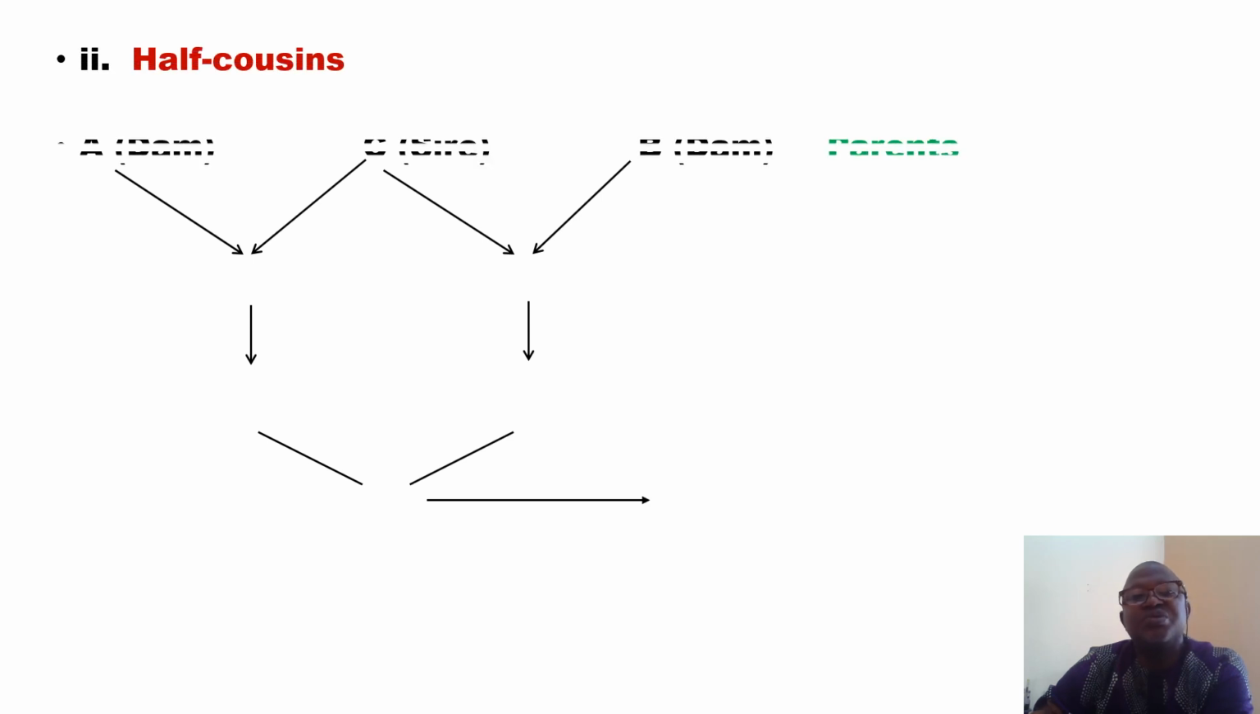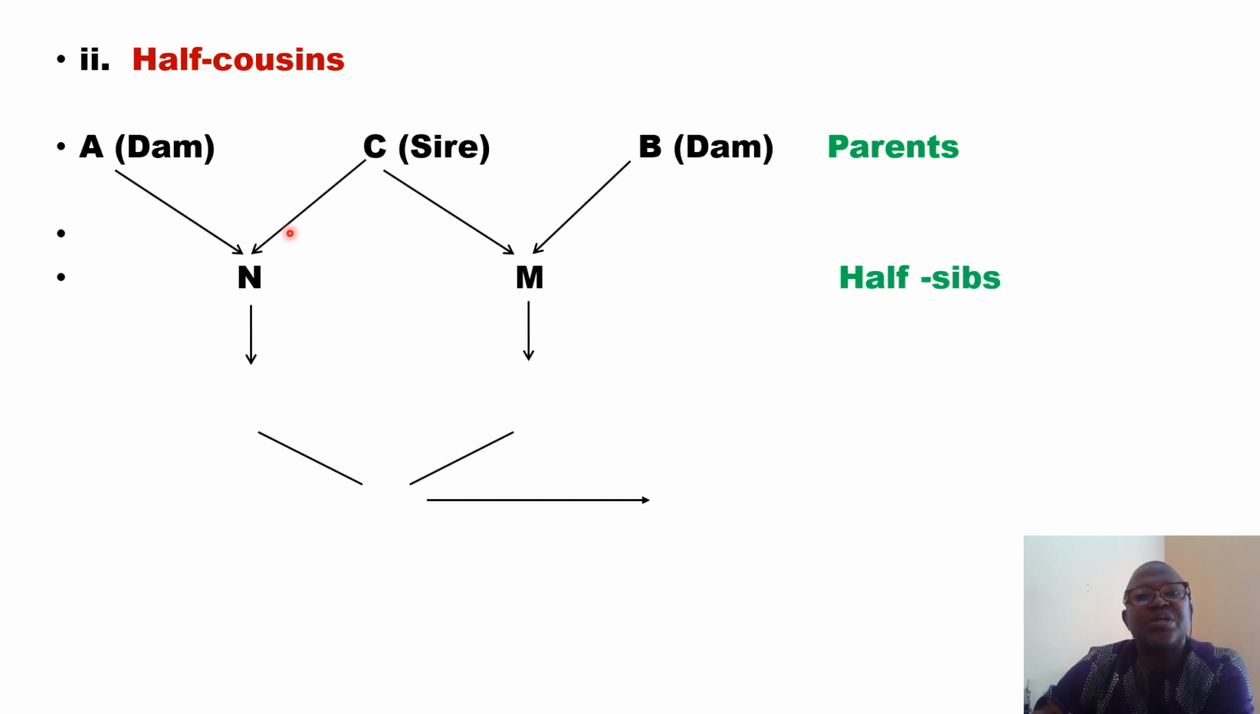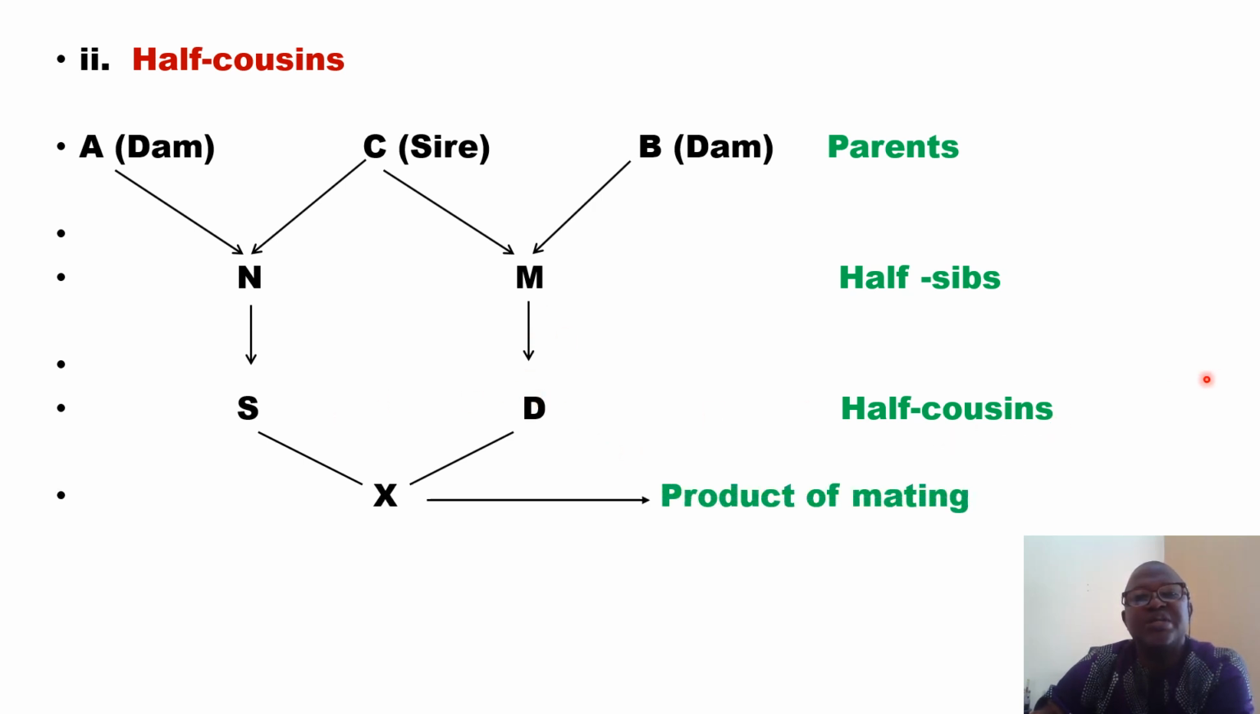Now, what if there are two half cousins? So they have a common ancestor, the sire. A is a dam, B is a dam, giving birth to N. This and this gave us M. So these are half sibs. And when they produce their own offspring, S and D are half cousins. And if they mate, the product is X.